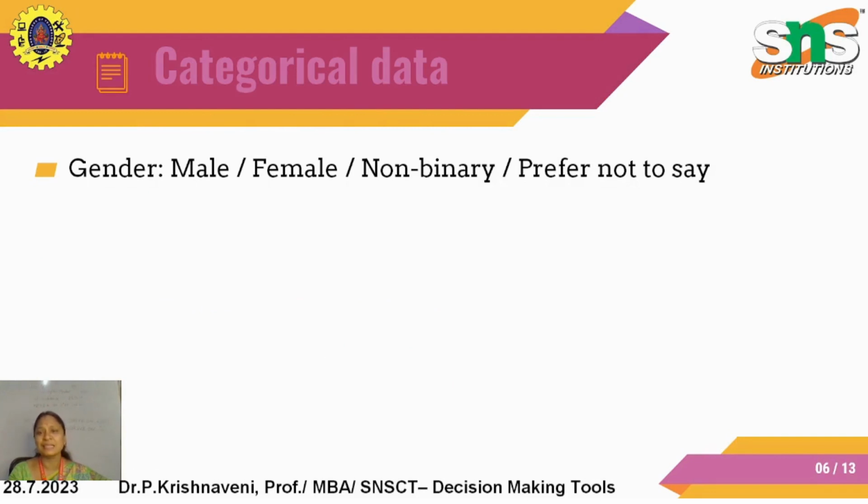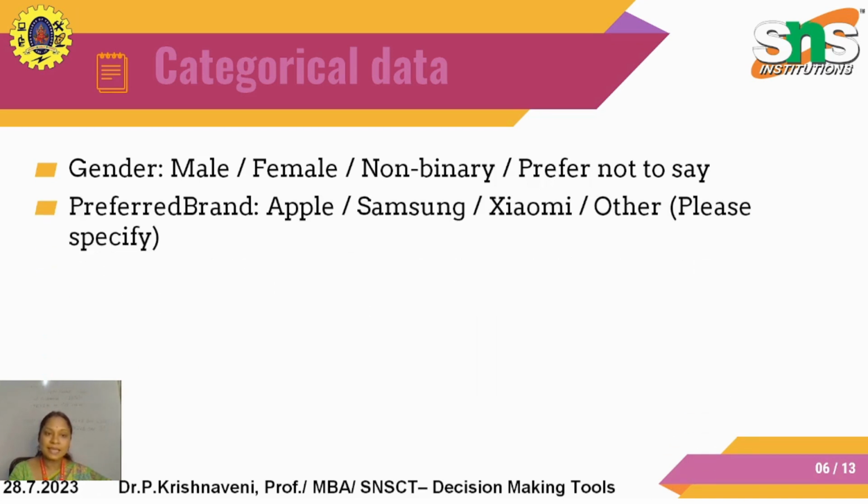In our study, the mobile retailer collected data about gender: male, female, non-binary, and prefer not to say. This showcases that it is only the category of customer: male customer, female customer, non-binary, and a few customers who are not interested in saying. Then the next one is preferred brand.